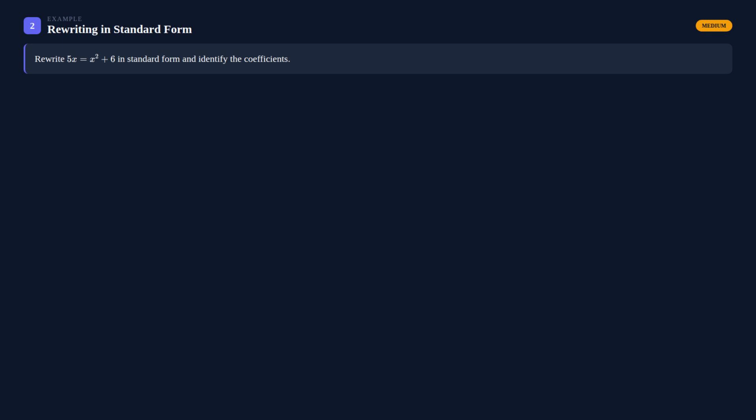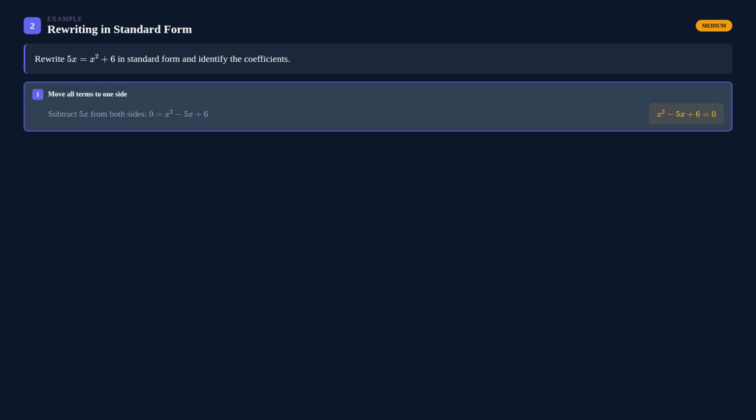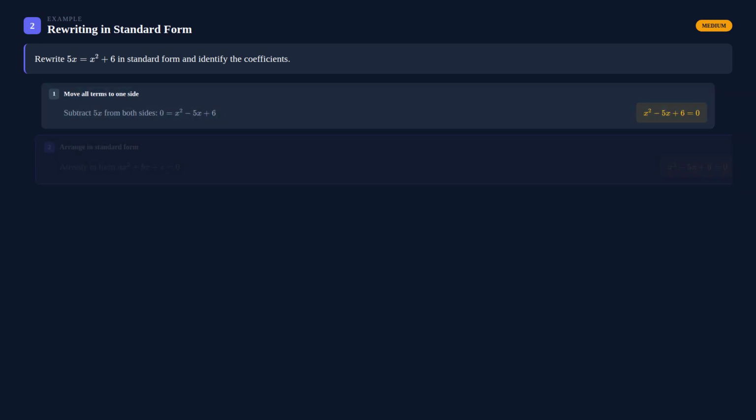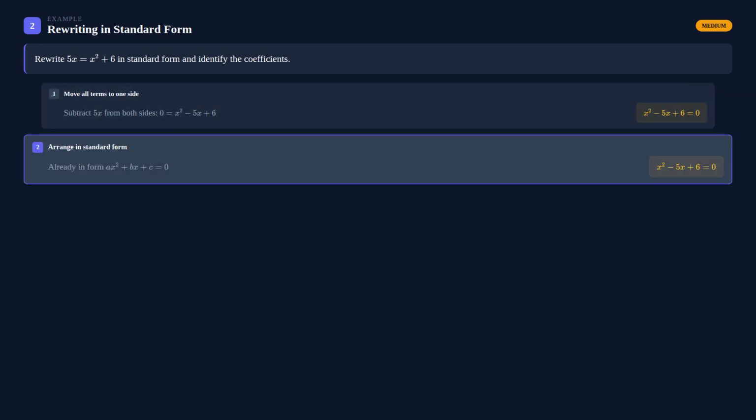Example 2. Rewriting in standard form. Let's look at: rewrite 5x equals x squared plus 6 in standard form and identify the coefficients. Step 1. Move all terms to one side. Subtract 5x from both sides. 0 equals x squared minus 5x plus 6. This gives us x squared minus 5x plus 6 equals 0.